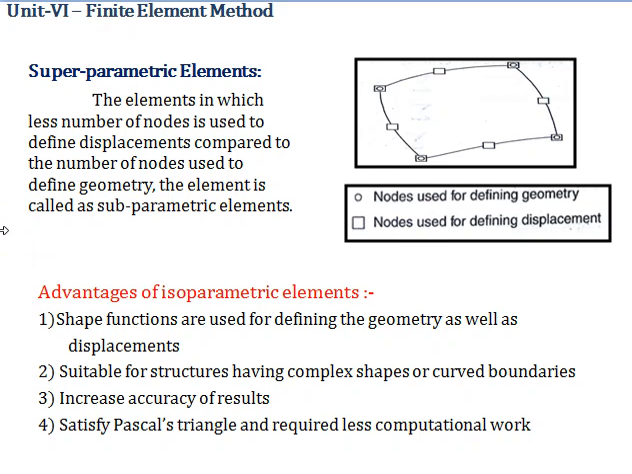And the fourth one is that it satisfies the Pascal triangle and requires less computational work. So these are certain advantages of the isoparametric element.